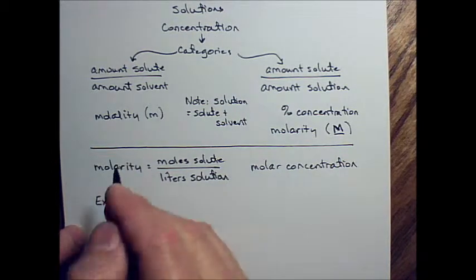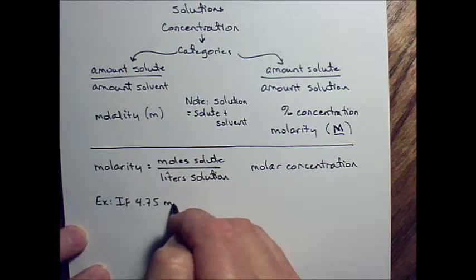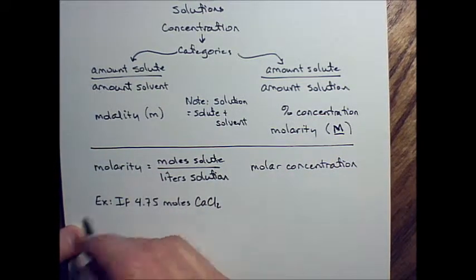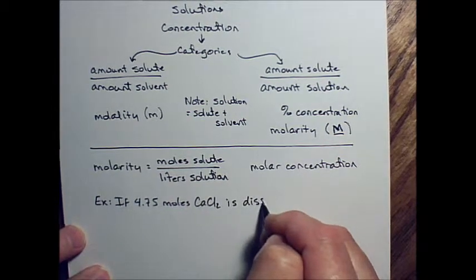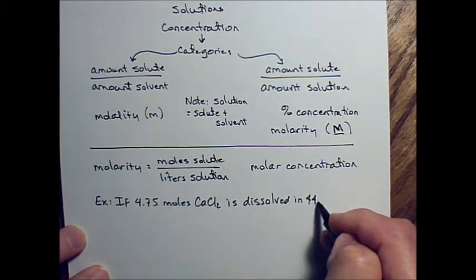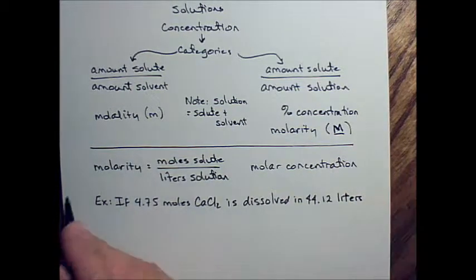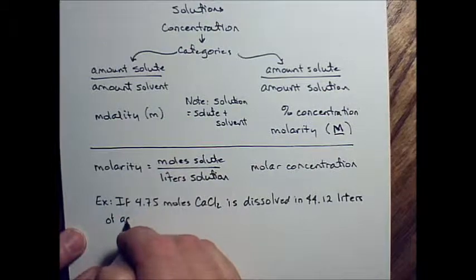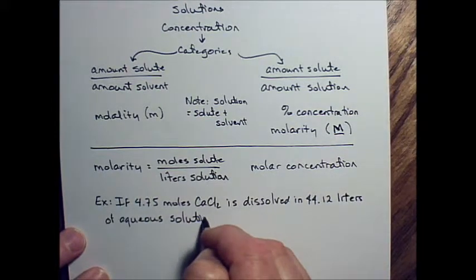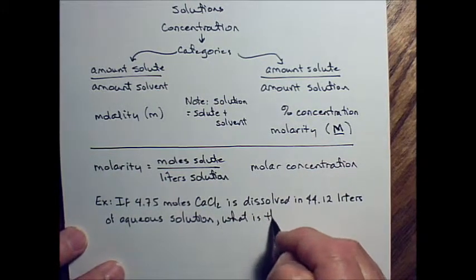If 4.75 moles of calcium chloride is dissolved in 44.12 liters of aqueous solution, what is the molar concentration?